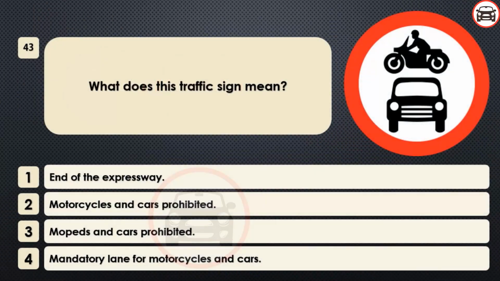What does this traffic sign mean? 1. End of the expressway. 2. Motorcycles and cars prohibited. 3. Mopeds and cars prohibited. 4. Mandatory lane for motorcycles and cars.